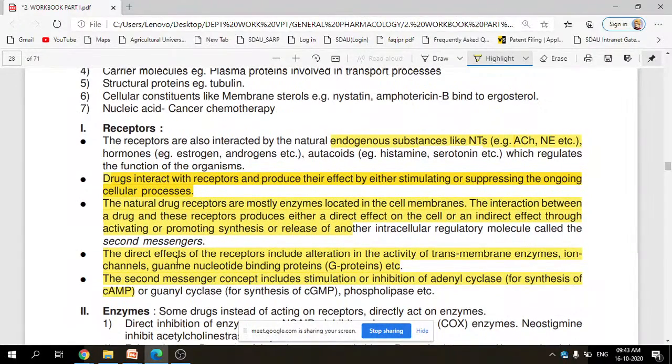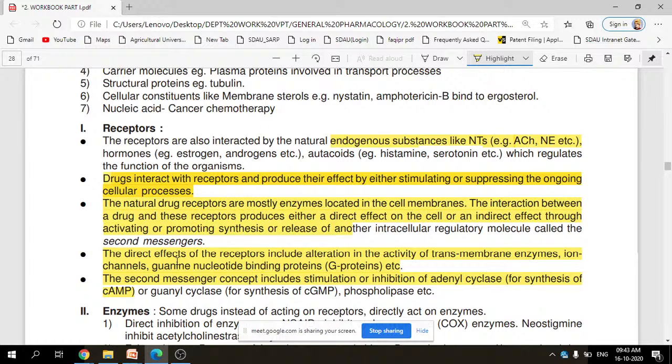So, what are receptors? That is the important thing. Receptors are a component of the cell, macromolecules of the cell. Where are they located? They are located on the cells, in the cells, or through the cells, or they are embedded in the cell membrane. With what do they interact? The receptor can interact with endogenous molecules like neurotransmitters, hormones, autacoids, and many other substances present in the body. Apart from this, it has the capacity to interact with drugs.